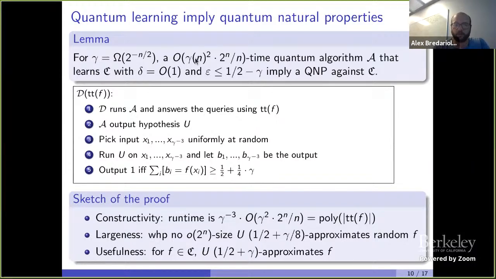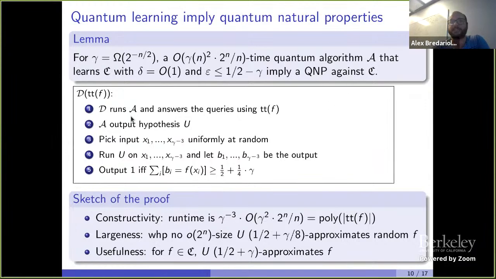And also, by the parameters of your learning algorithm, it turns out that random functions should not have unitaries of this size. So the learning algorithm will not be able to compute the matrix, or even the circuit that computes these random functions. So largeness also holds. And finally, we also have usefulness by the assumption of our learning algorithm.